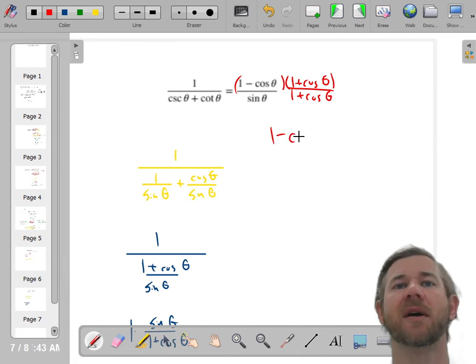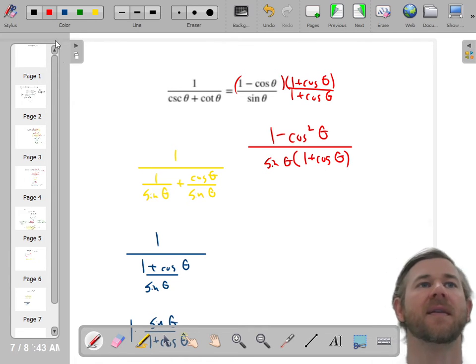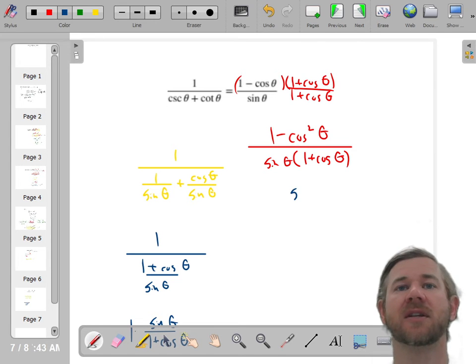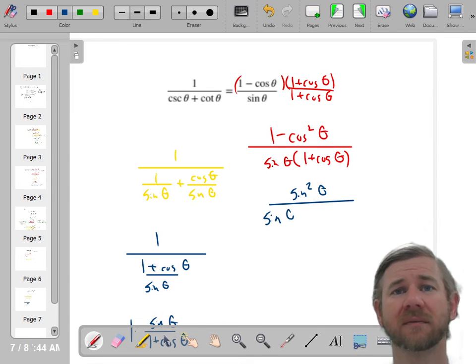So in the top, I have 1 minus cosine squared, because that's a difference of squares. And in the bottom, I have sine of theta, 1 plus cosine theta. And then I'll make this cosine squared, or no, I'm sorry, sine squared theta over. Sometimes you get stuck.